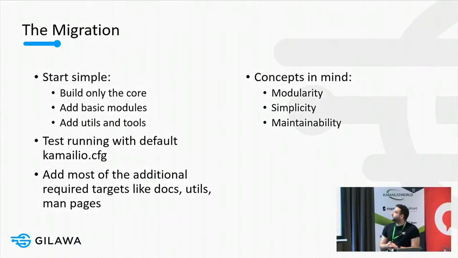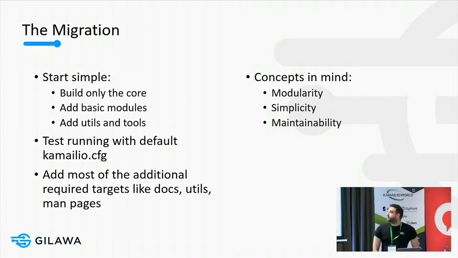So handling the migration was a bit convoluted. We had to start simple. We started by building the core first and seeing what definitions, sources, and libraries we needed. Then we added some basic modules that we needed, for example, in the basic configuration, so we could run and confirm that our Kamailio is running as before. And of course, we added the basic utils and tools like kamctl, kamdb, kamdbctl, and the rest of them and their configurations.